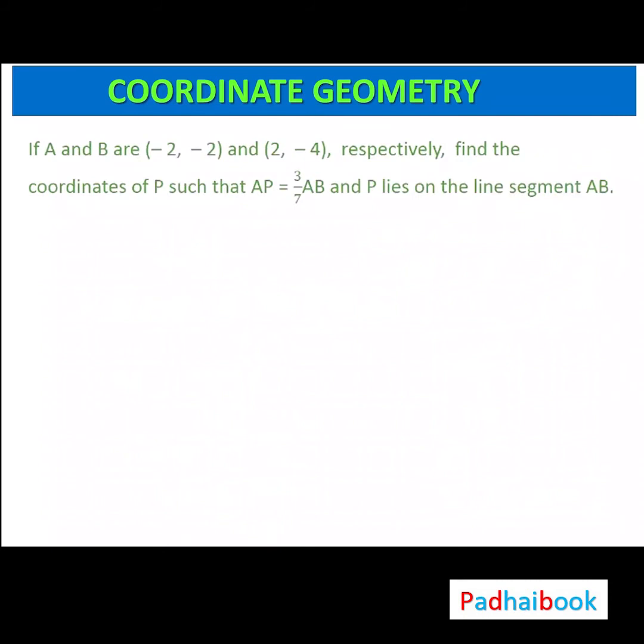Now see, here I am given 2 points A and B, with coordinates minus 2 comma minus 2 and 2 comma minus 4. Find the coordinates of a point P. Now the only trick in this question is, here I have points A and B. The coordinates of A are minus 2 comma minus 2 and B is 2 comma minus 4. I have a point P which lies on the line segment such that the distance AP is 3 by 7 of AB.